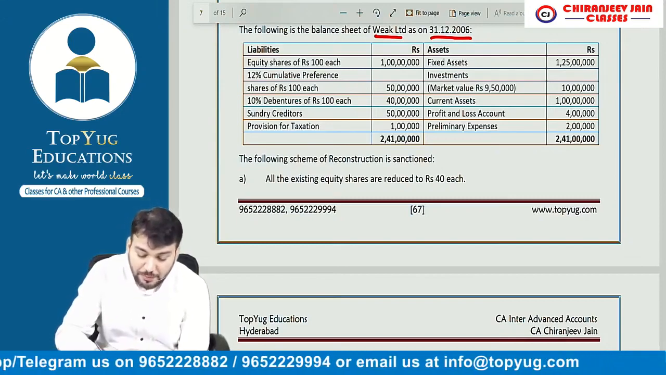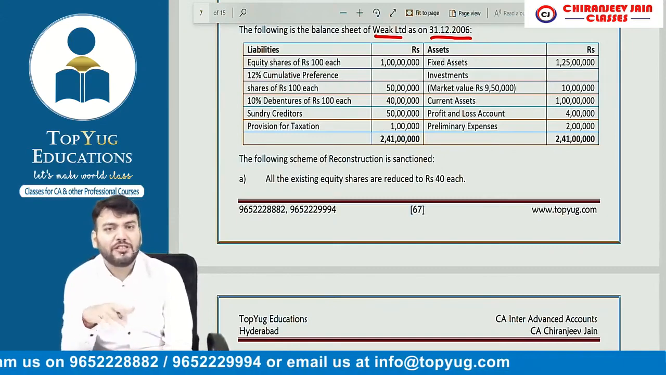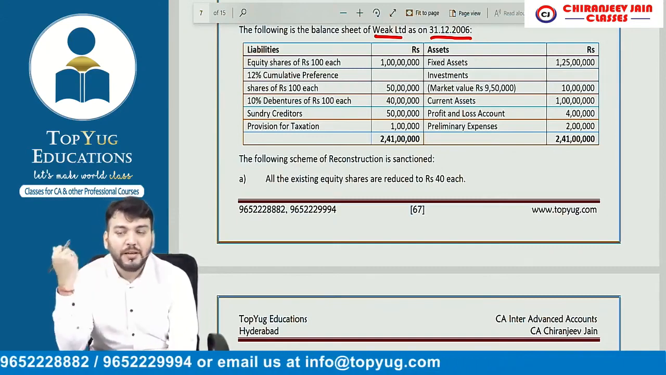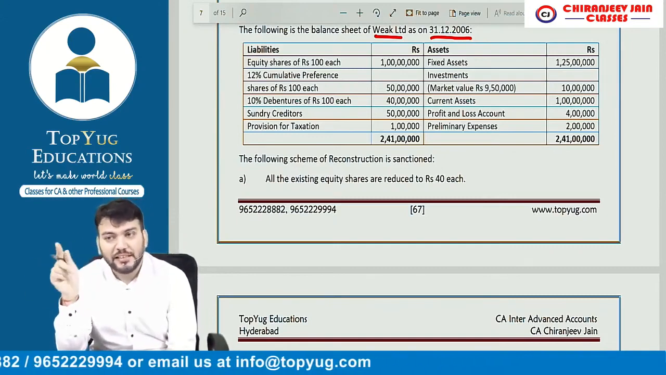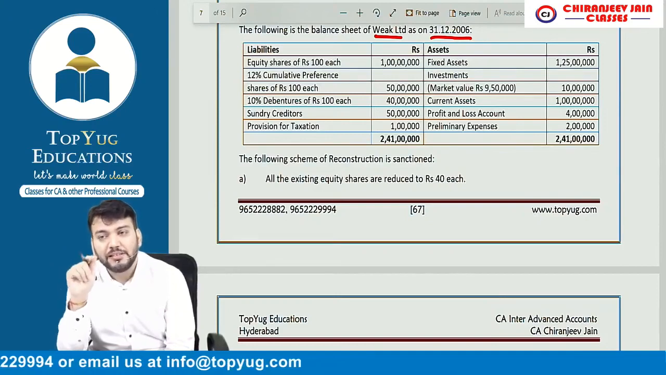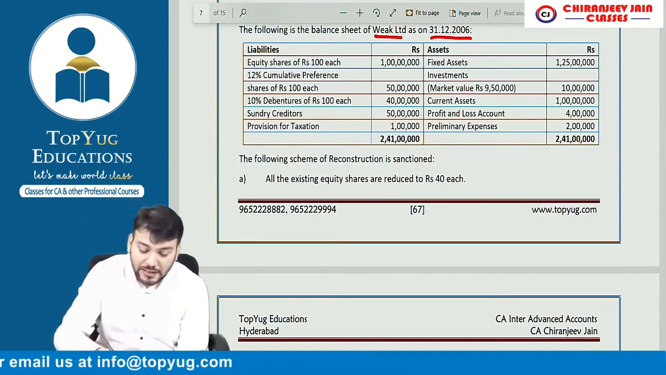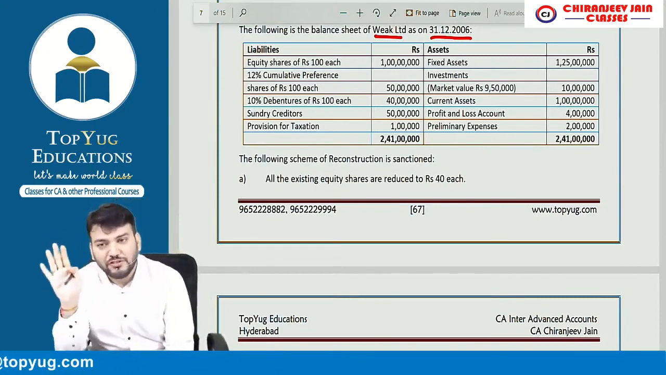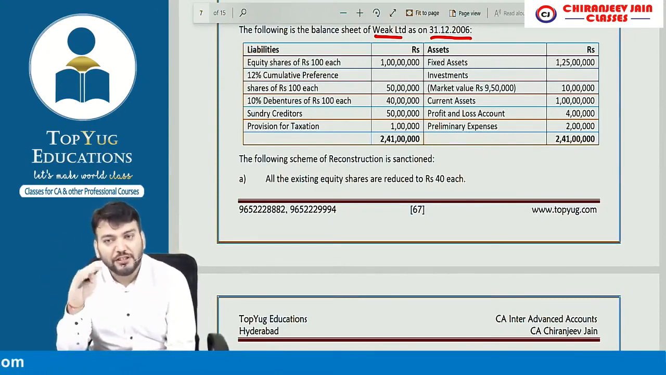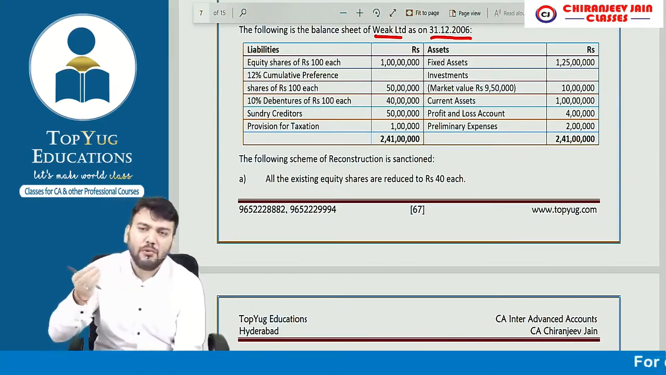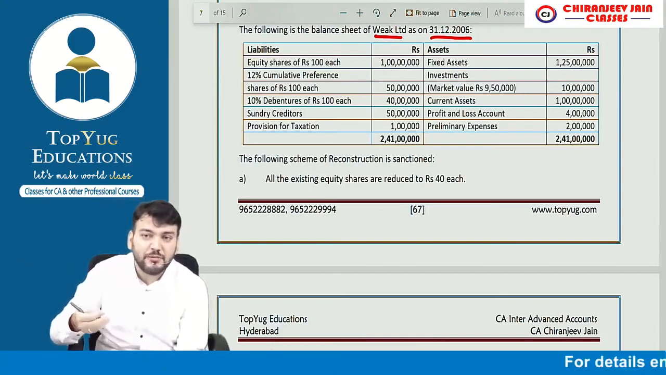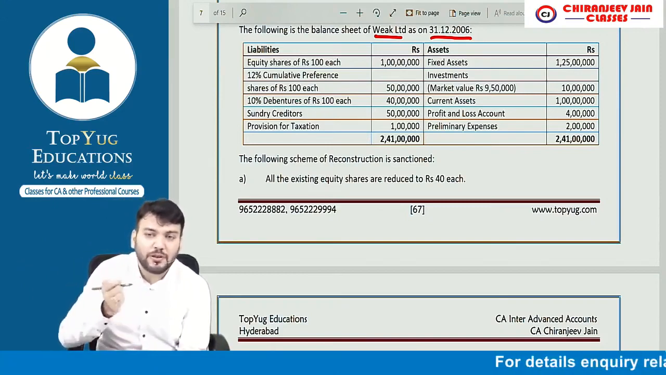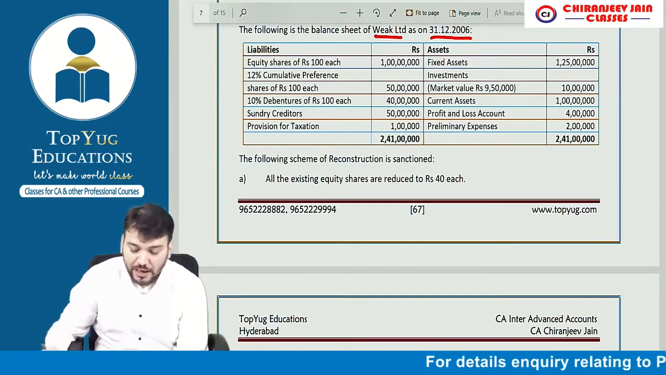Current assets, then they have given P&L account debit balance. Of course, this is the horizontal balance sheet. In exam, you'll get a vertical balance sheet. In that case, P&L will come under reserves and surplus as a negative figure, correct? Then you can see preliminary expenses. However, now there is no chance of preliminary expenses in the balance sheet due to AS 26. But if they give it, it means it is expenditure which is not yet written off, so you will have to write this off also. These are fictitious assets, correct?